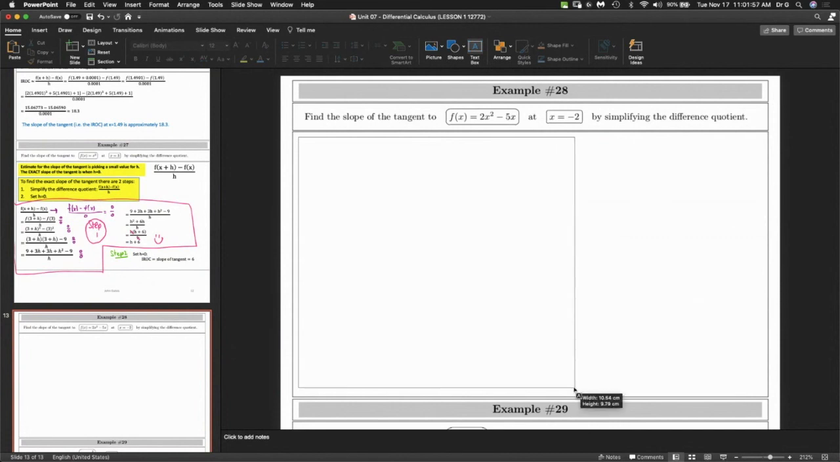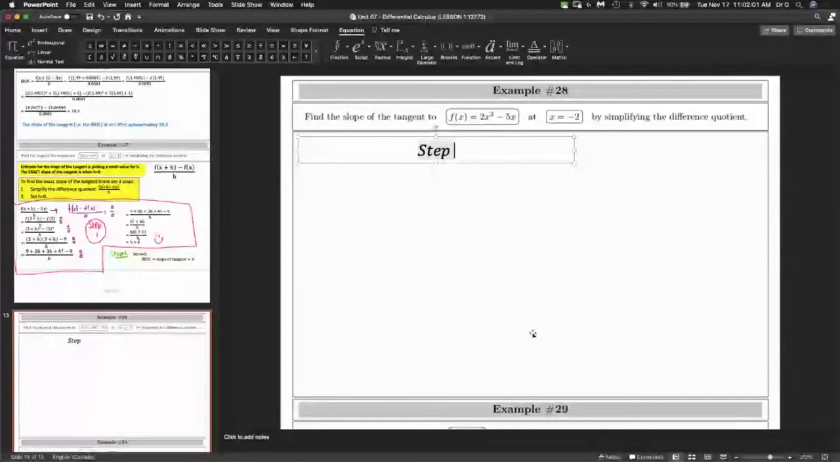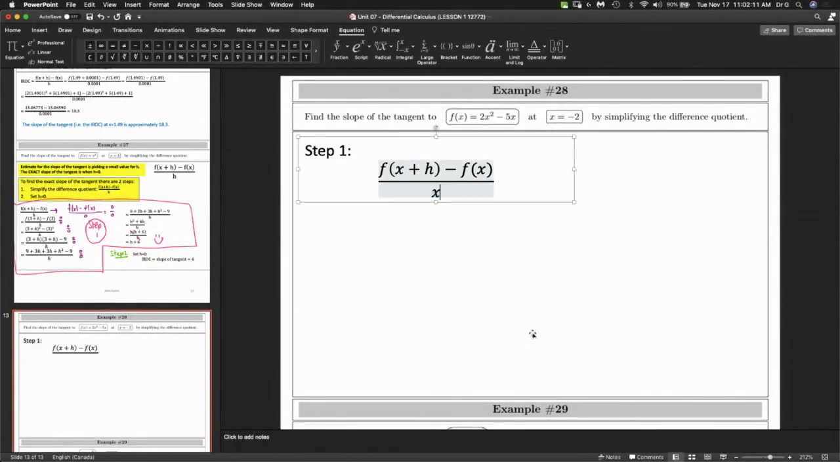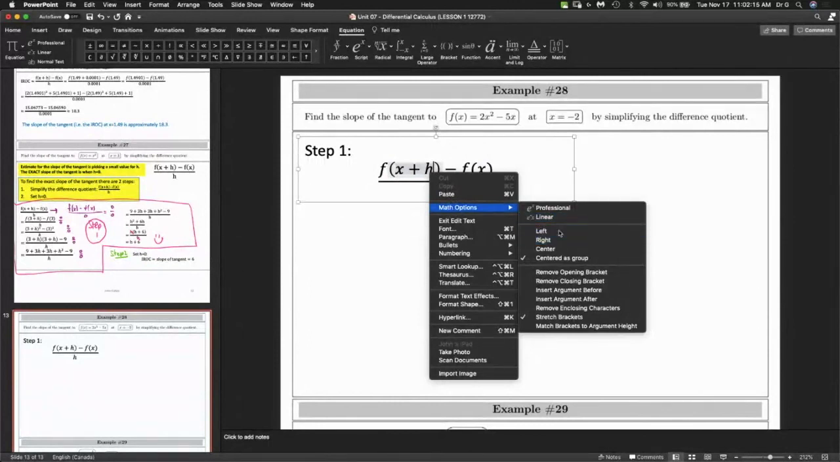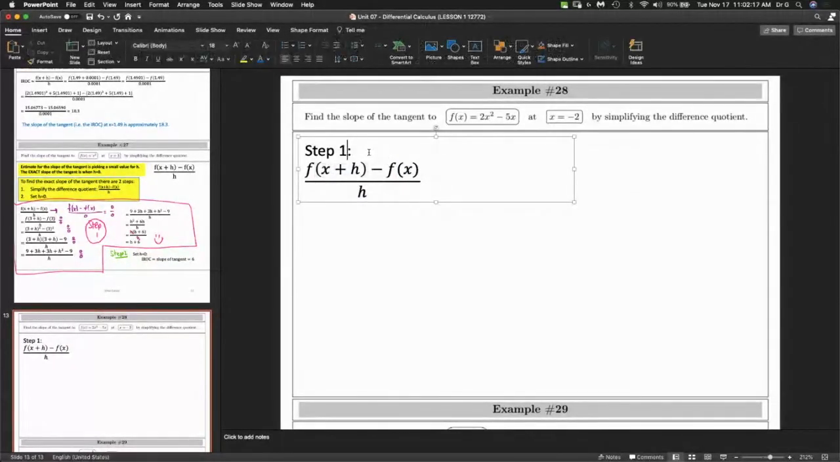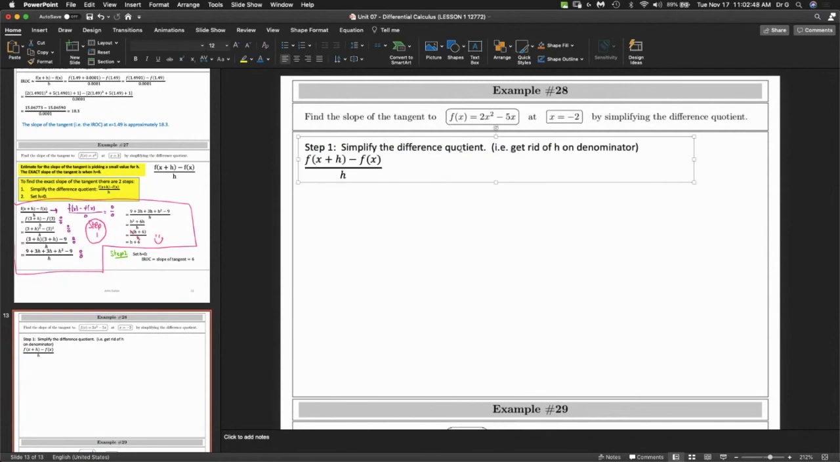So let's go through that process that we just said. Step 1. So we start off with this expression here, which is what's called the difference quotient. And I'll just say it in the background here. In other words, get rid of h on the bottom. Okay? So that's the game plan.